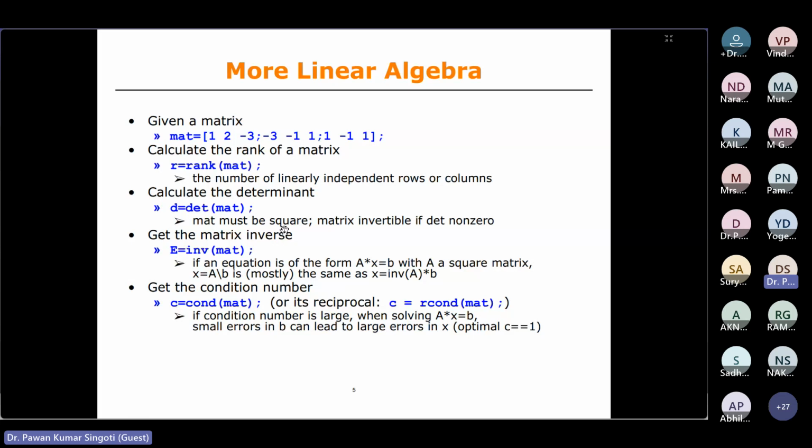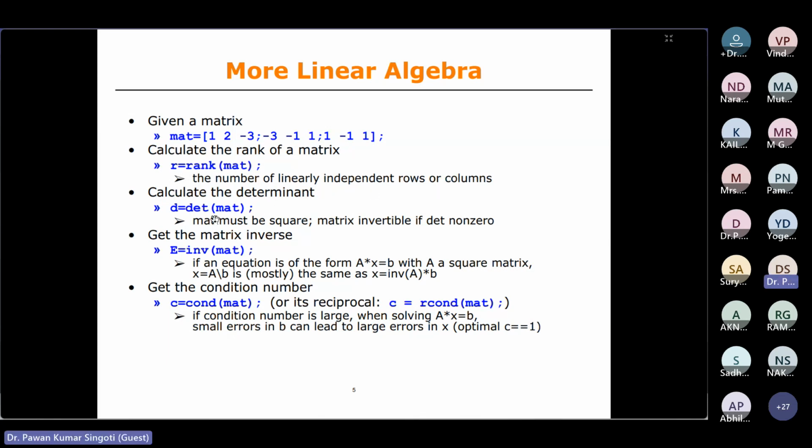Next, more linear algebra functions. For a given matrix we can calculate the rank of the matrix. These are very small commands, you can try them yourself. Just write R equal to rank of the matrix, and it will give you the rank of the matrix, the number of linearly independent rows and columns.